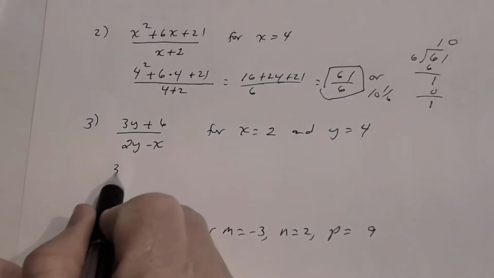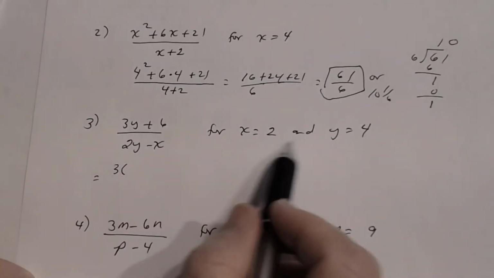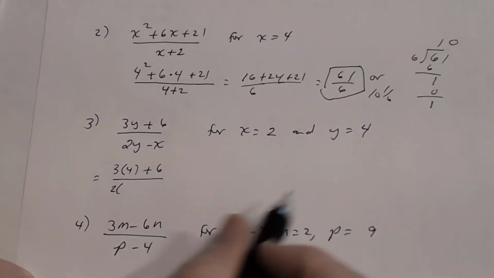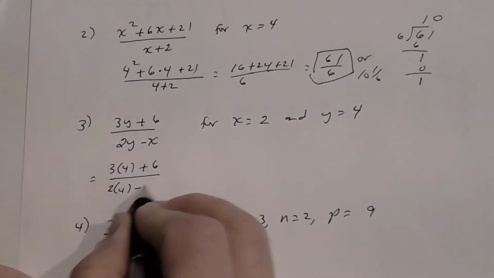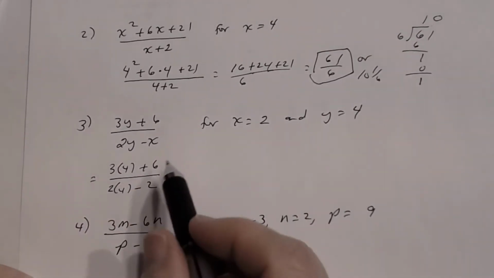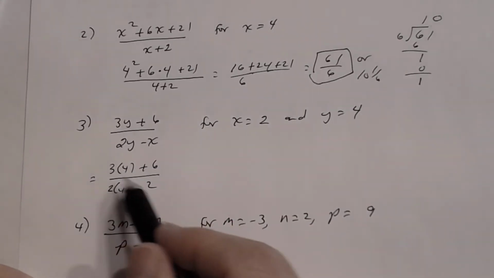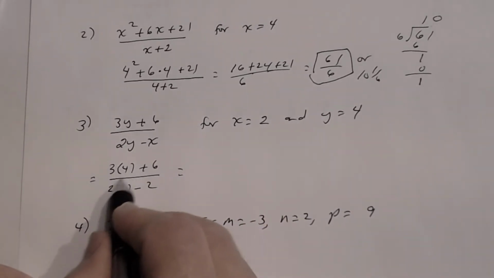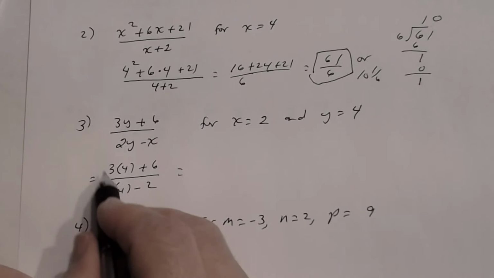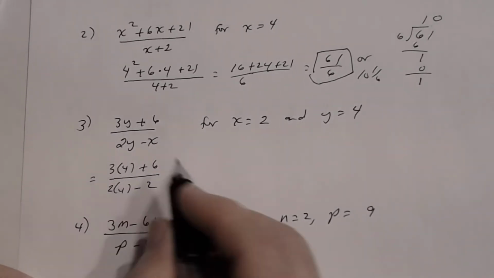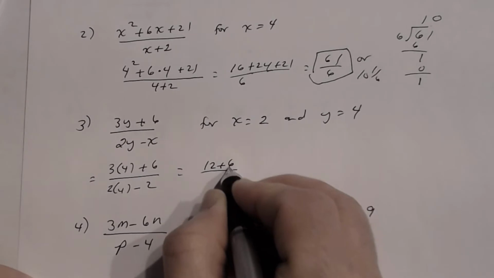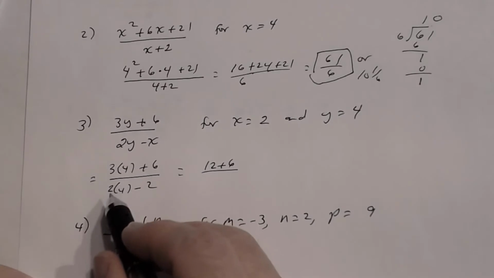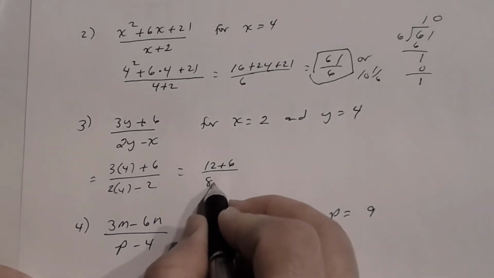So I get 3 times y. Y in this case is 4. Plus 6, divided by 2 times y. Y is 4 again. And then minus x, and x in this case is 2. If you look at the numerator, I have multiplication and addition. According to the order of operations, I have to do multiplication first. 3 times 4 is 12, so I get 12 plus 6. And then if I go directly to the denominator, I get 2 times 4 is 8, and so I get 8 minus 2.